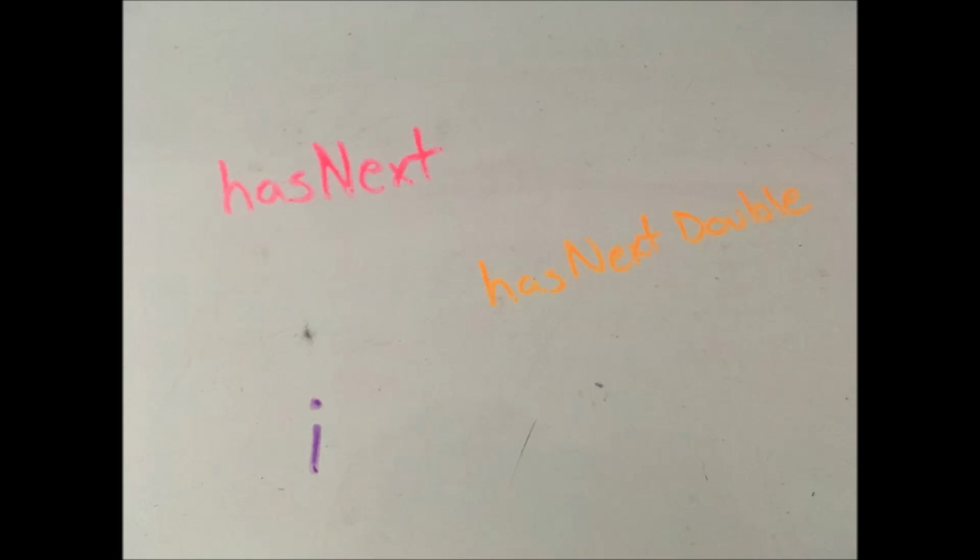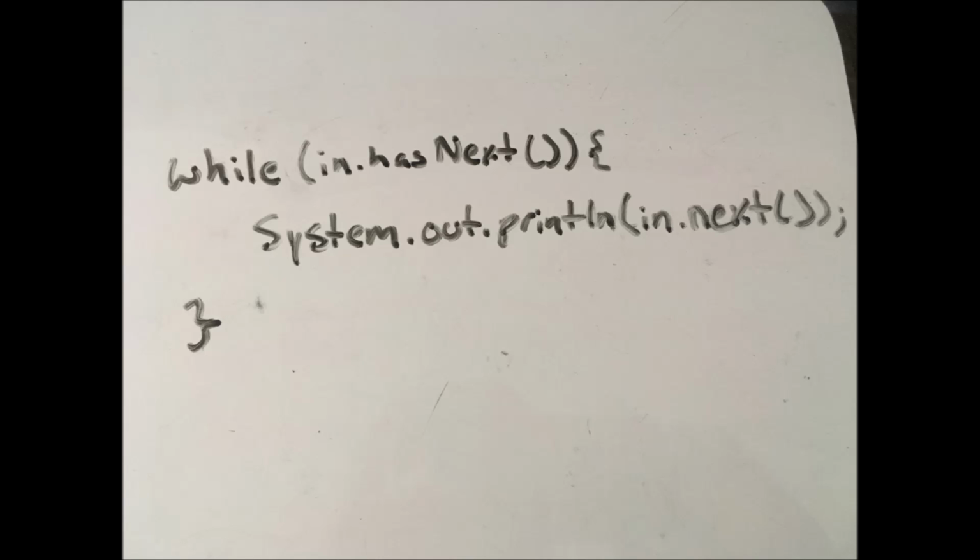If there is anything still to come, hasNext will return true, while hasNextDouble will only return true if a valid double is next, and hasNextInt will only return true if there is an int value next. Using a simple while loop, you can easily read data until the end of the file.